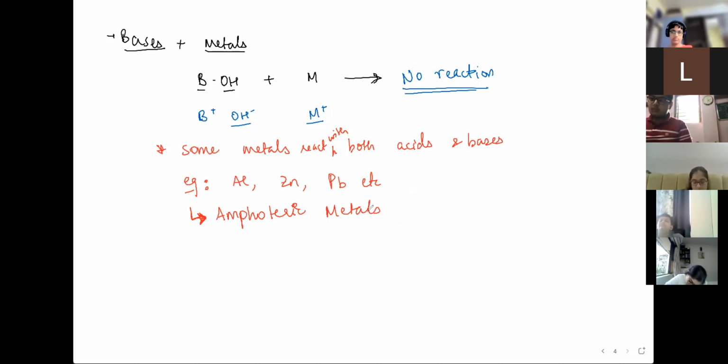So amphoteric metals, and if you're talking about the metal oxides, then they're called amphoteric oxides. The definition of amphoteric metals is the metals that can react with both acids and bases. Reacting with both acids and bases, this is the key point, this is the phrase for this definition. Then note down the examples: aluminium, zinc, lead.